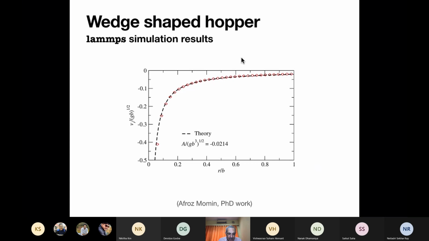So these are the results. This is the velocity, Vr, divided by square root of G. Over here, B is the same as R1. And you can see that the dots are what you get from the LAMMPS simulation, and the line is the theory that we just discussed. And you can see that there is a really nice agreement between the two. But one of the things that we do over here is that we actually fit this line to get the constant A.